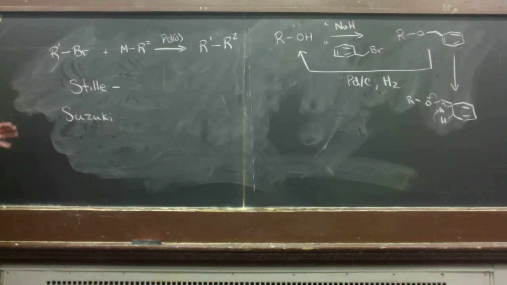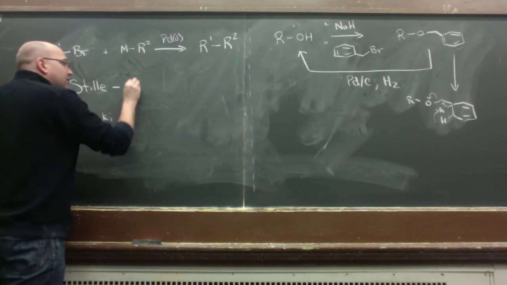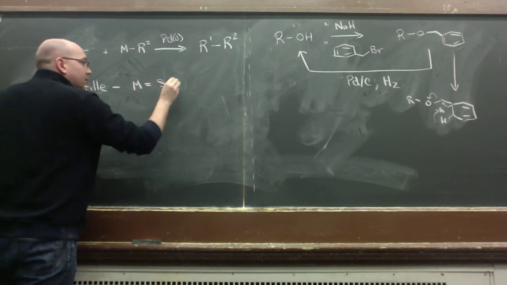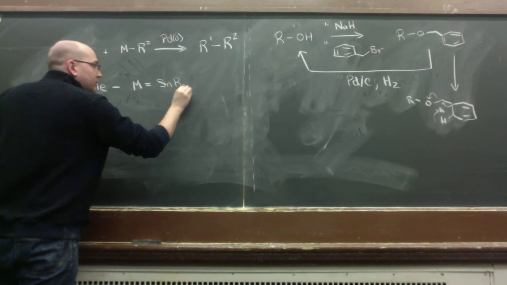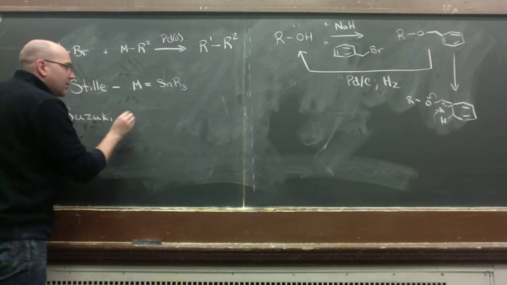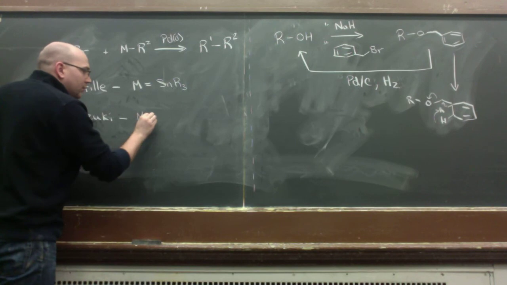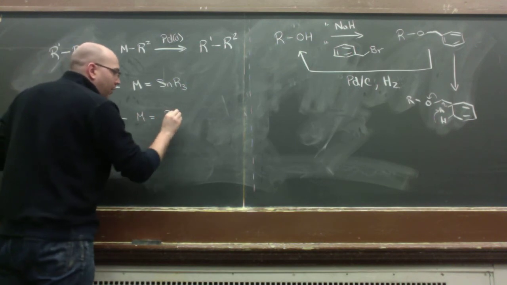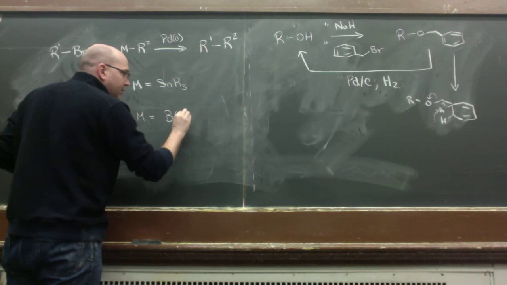The difference in these cases is that in the Stille, the M is tin, usually something like tributyl tin or trimethyl tin. That's the metal source there. In the case of the Suzuki, the metal is usually a boronic ester.